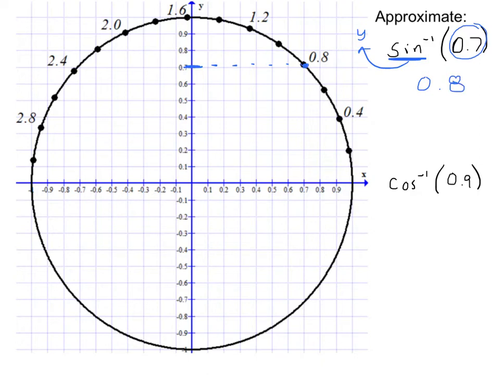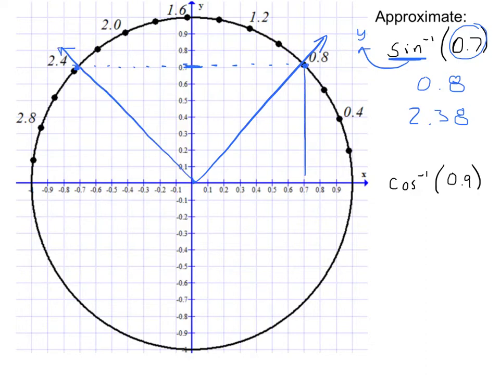But I hope you've noticed that's not the only angle where this happens. It also happens over here. And it's not quite 2.4. It looks like it's maybe 2.38. It's not my job here to find the exact values, we're approximating this. But the idea is an angle of 0.8 and an angle of roughly 2.38, both of those angles would give me a y coordinate or a sine value of 0.7. And so those two angles are both values of the inverse sine of 0.7.